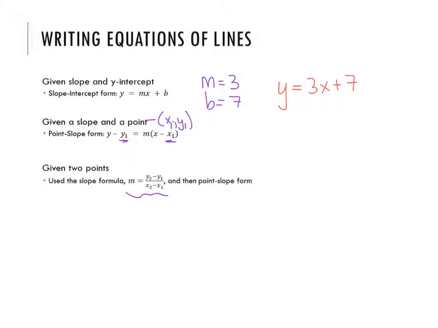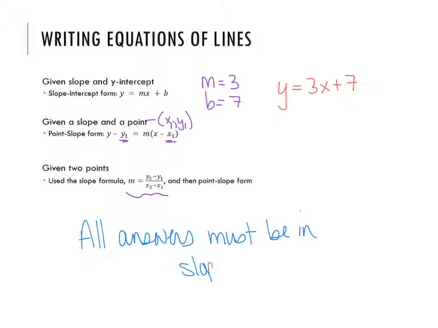Now I'm going to tell you now, I'm going to try to remember in class, that on your homework assignment today, all answers must be in slope-intercept form. So even if it's under a section titled point-slope form, I want you to rearrange your point-slope form to put it into slope-intercept form, and I'll give you a couple examples today on how to do that.